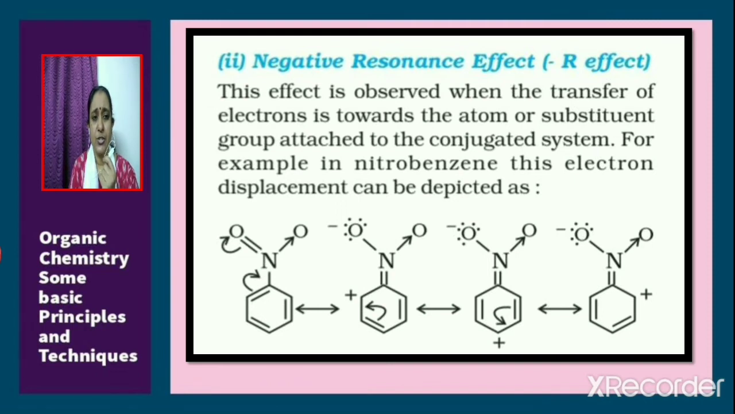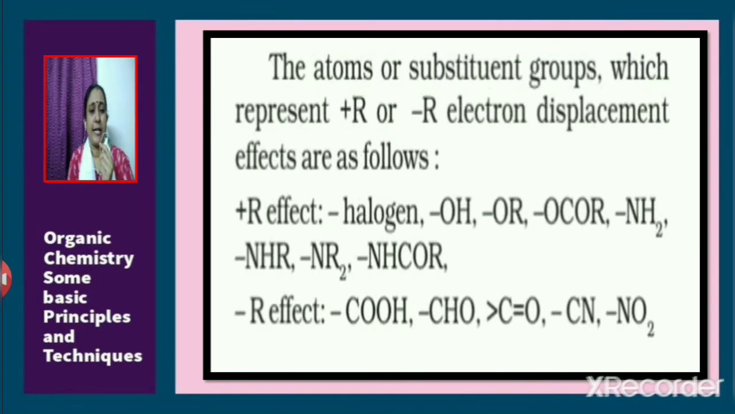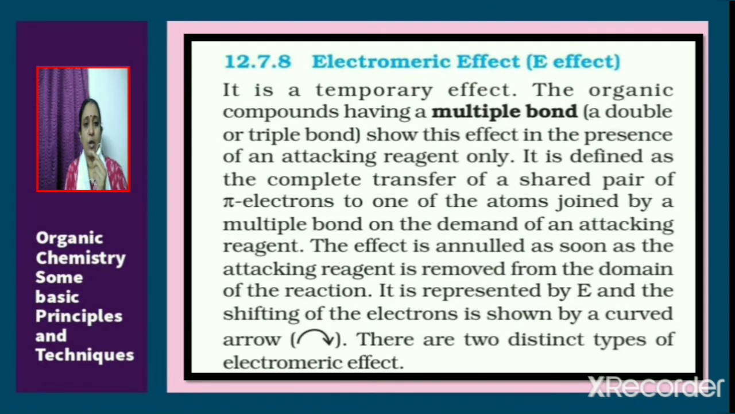So, from these resonating structures, it is clear that polarity is produced by the interaction of two pi bonds, and the transfer of electrons is towards the atom or substituent group attached to the conjugated system. So, this is known as negative resonance effect or minus R effect. The atoms or the groups which show plus R effect are halogens, OH group, OR, OCOR, NH2, NHR, NR2, NHCOR. Now, the groups or atoms which show minus R effect are carboxylic acid group COOH, aldehyde group CHO, carbonyl group CO, CN, NO2.